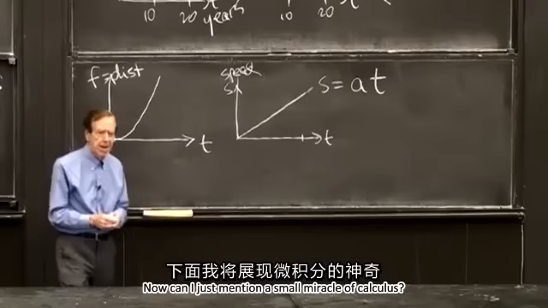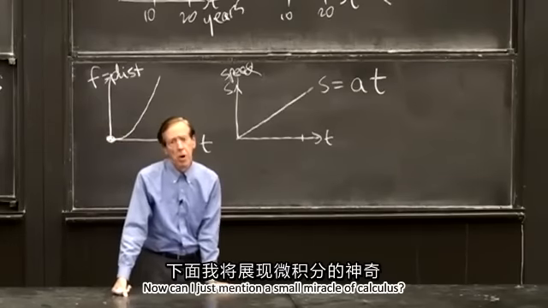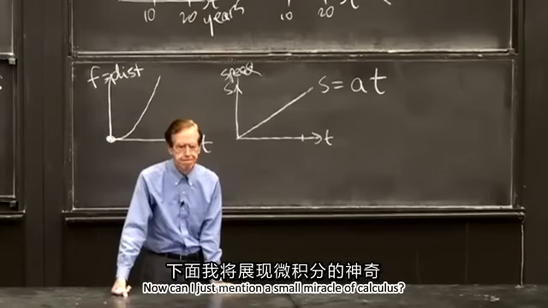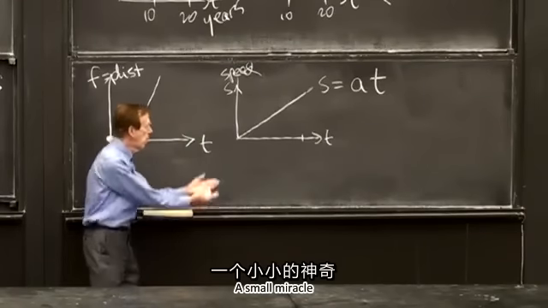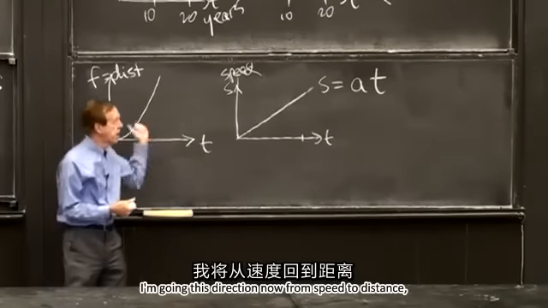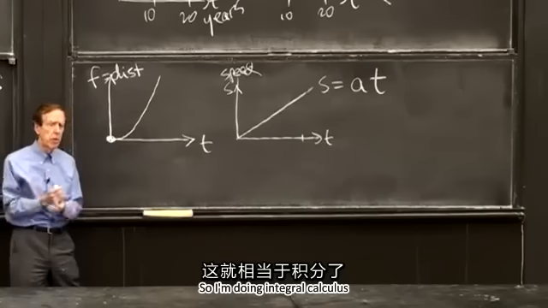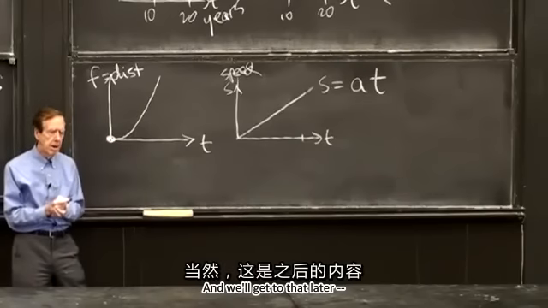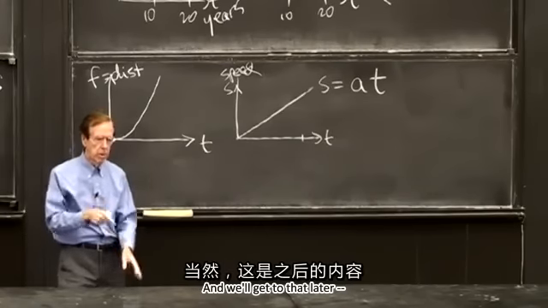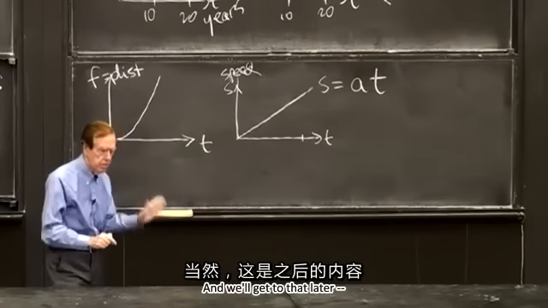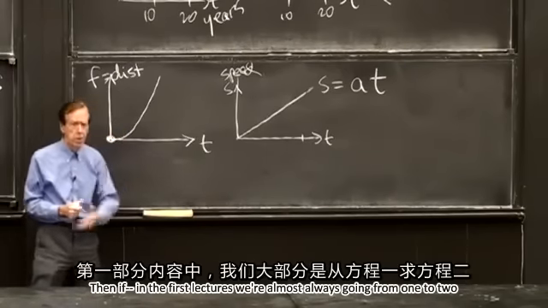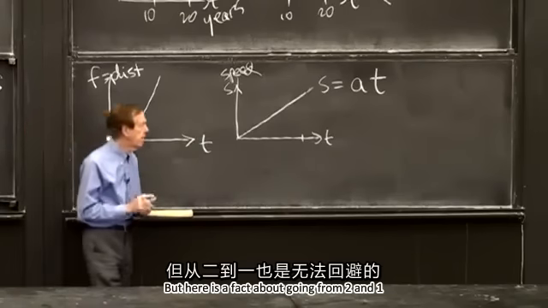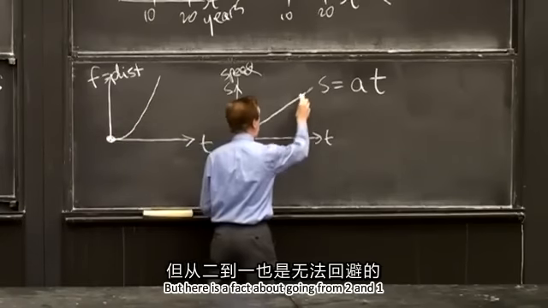Okay, now can I just mention a small miracle of calculus? A small miracle. I'm going this direction now from speed to distance, so I'm doing integral calculus, and we'll get to that later. In the first lectures, we're almost always going from 1 to 2. But here's a neat fact about going from 2 to 1.